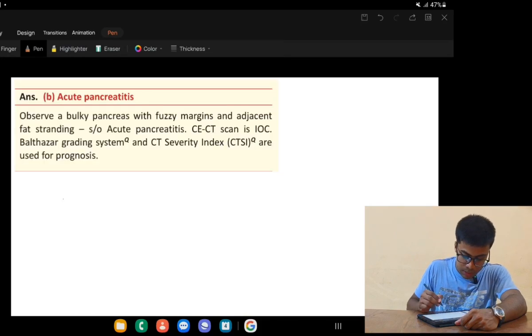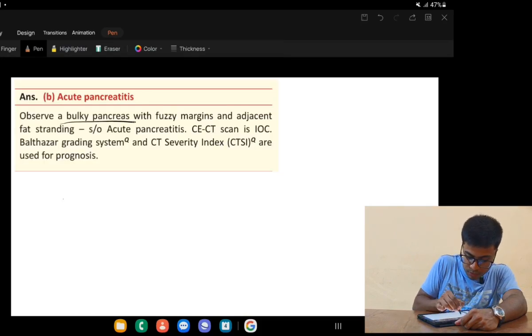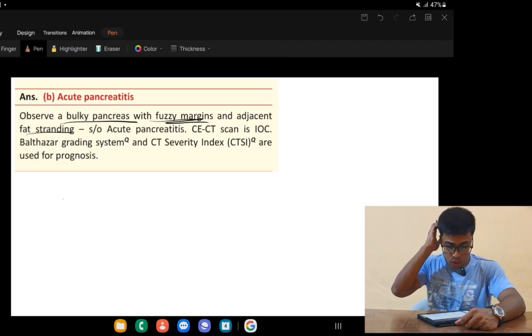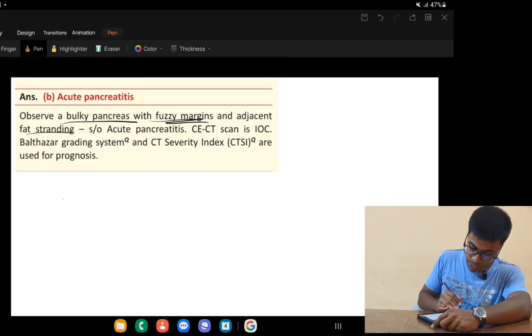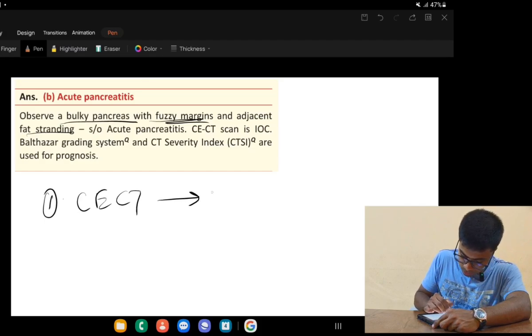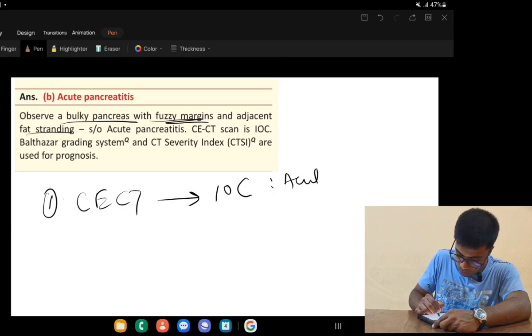And now let's see the bulky pancreas. As I have said, bulky pancreas with fuzzy margins and adjacent fat stranding is a sign of acute pancreatitis. One more point we will add here: CECT is the investigation of choice in acute pancreatitis.